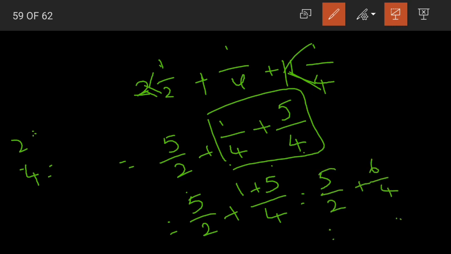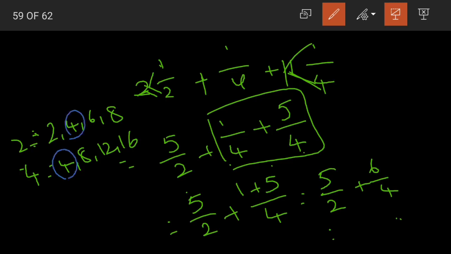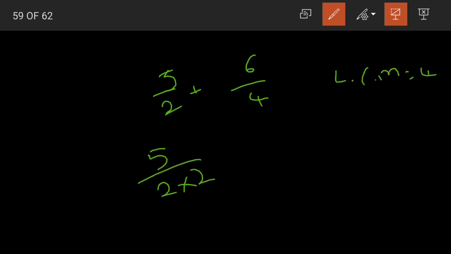Now we are having only two fractions, 5 by 2 and 6 by 4, of which we have to find out the sum. What are the multiples of 2 and 4? We have 2, 4, 6, 8. And for 4 we have 4, 8, 12, 16. What is the least common one here? 4 is the least common multiple. Yes, so 5 by 2 and 6 by 4, LCM is 4. So here we have to multiply 2 by 2 to get our 4, and then for 6 by 4 we are already having 4 in the denominator, so we'll just multiply with 1.